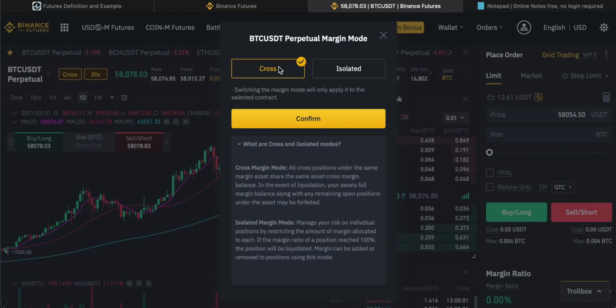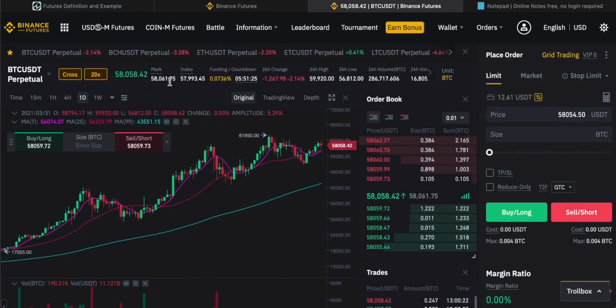So I would always suggest to go with cross. Let's say you have $10,000 and your portfolio is in half, you're making a 50% loss, then you'll have $5,000 of margin still left on account to fuel all of your different trades. It's easier to think of it like that as a portfolio instead of trade by trade, but you can definitely change this if you want. I'm going to leave it on cross.